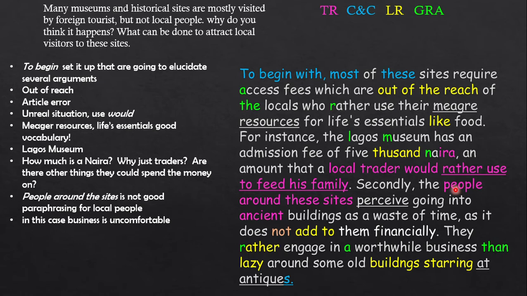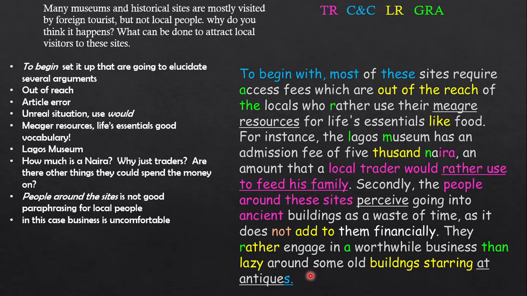Is that the only reason they don't go? "They would rather engage." Now, I noticed here at this point, look, rather engage, rather use. Okay, rather use, rather engage. Rather's good.